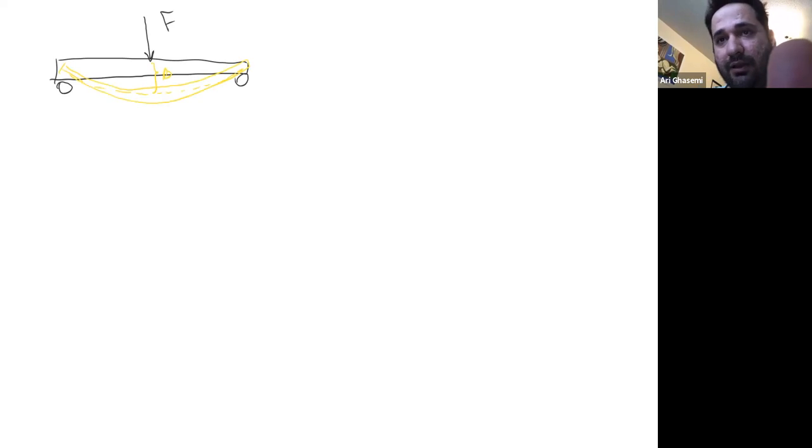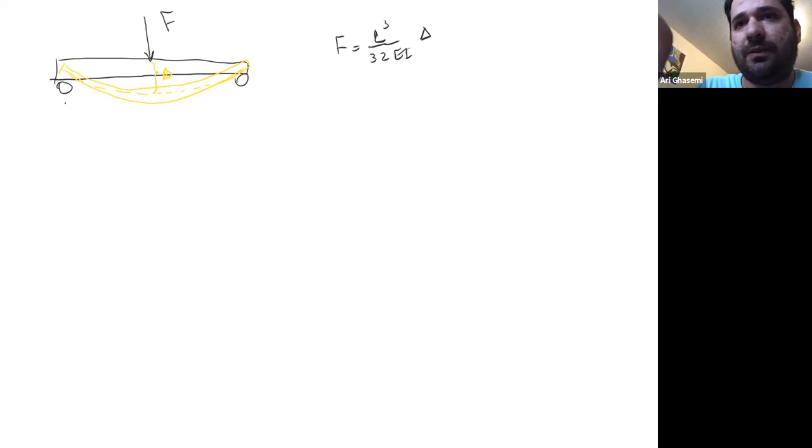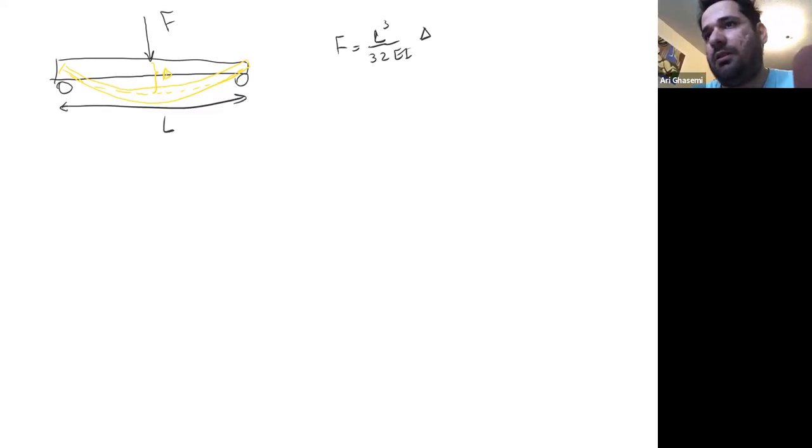And from the mechanics of materials course, you have a relation, F is equal, for example, to 32 EI, modulus of elasticity times I, times delta over L cubed, and this is L. A relation something like that, and this is given in your lab manual, for example.